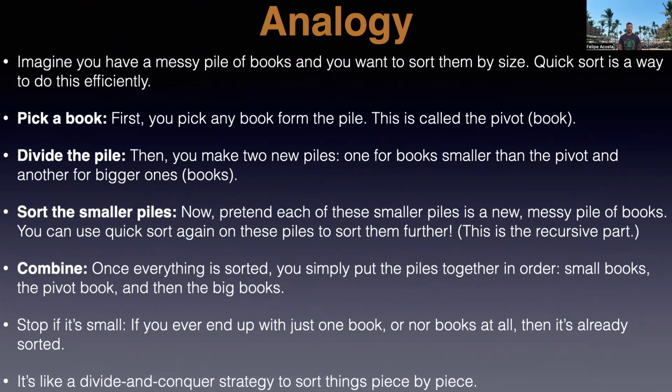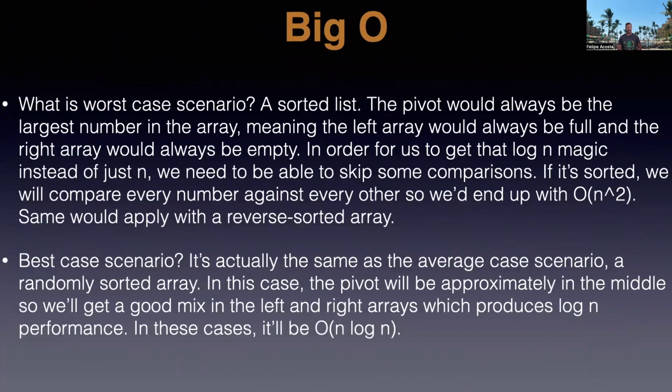Then sort the smaller piles. Now pretend each of these smaller piles is a new messy pile of books. You can use Quicksort again on these piles to sort them further. This is the recursive part. And then you combine, right? Once everything is sorted, you simply put the piles together in order of small books, the pivot, and the big books, right? In that particular order. Stop if it's small, right? If you ever end up with just one book or no books at all, then by definition, it's already sorted, right? So it's a divide and conquer strategy to sort things piece by piece. So that's an analogy there.